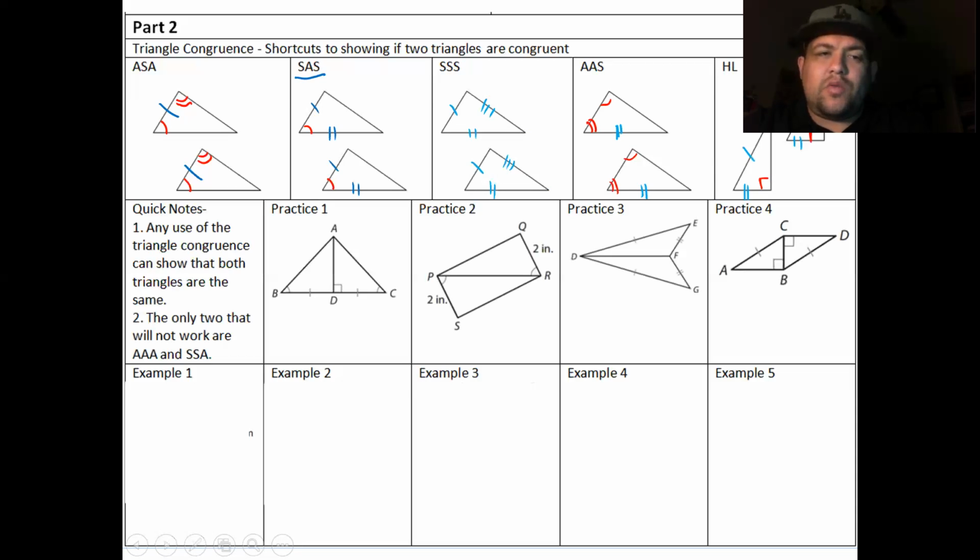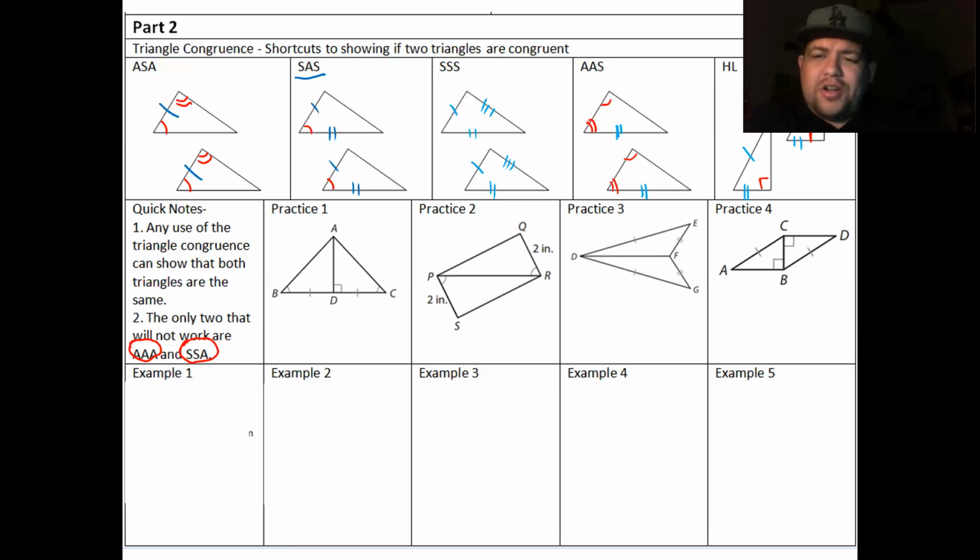Okay. The quick note on these is that we can use any triangle congruence to show both triangles are the same. The only two big ones we cannot use are angle, angle, angle, and side, side, angle. We can't read that in reverse either, or else it's bad. So we can't have triple angle, can't have side, side, angle, or angle, side, side. Okay, so take some time, copy those down, pause it if you need to before we continue.